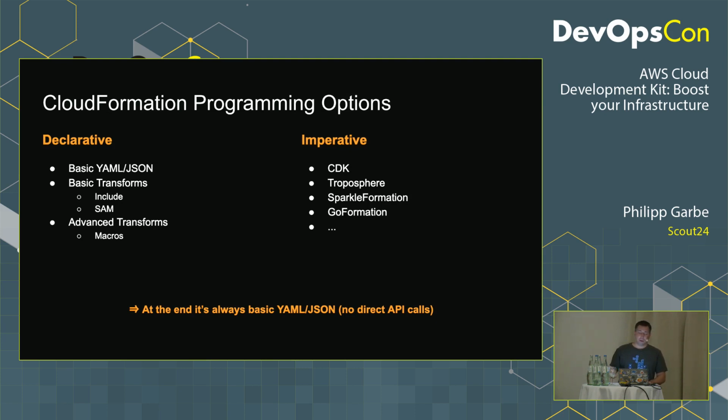On the imperative side, there are already some tools out there for different languages. For example, with Python, there is Troposphere, Sparkle Formation for Ruby, and GoFormation for Go. But the interesting point here is all these tools work on the client side. So they always generate, in the end, a YAML file, which is then sent to the CloudFormation API. I think that's the interesting point here, and also the difference to Terraform.